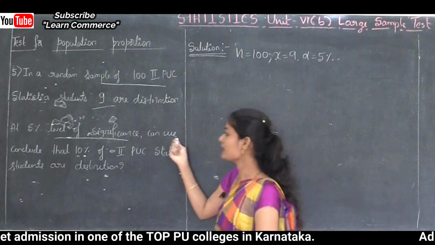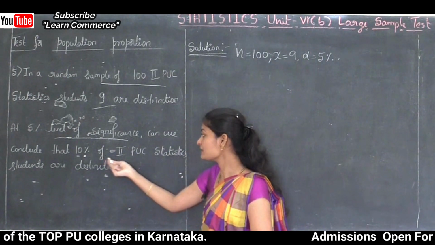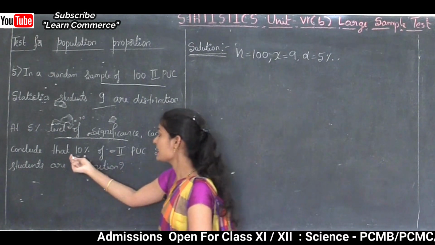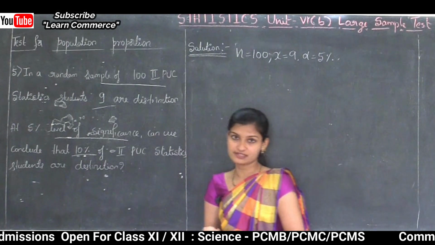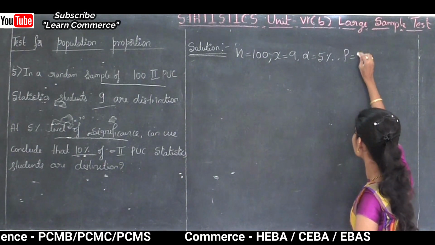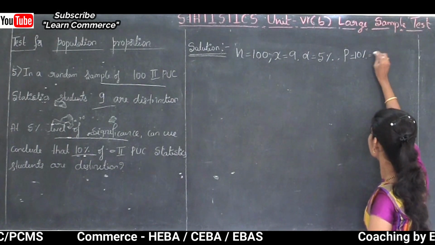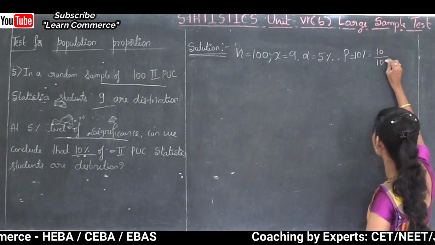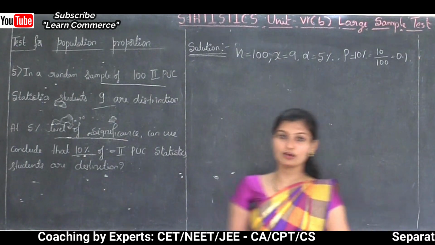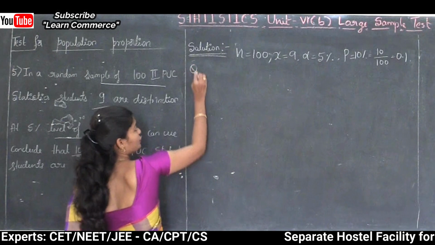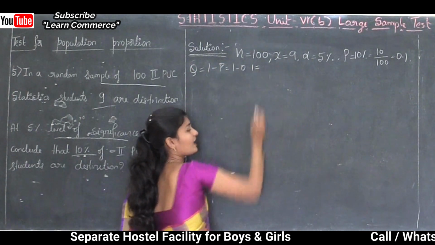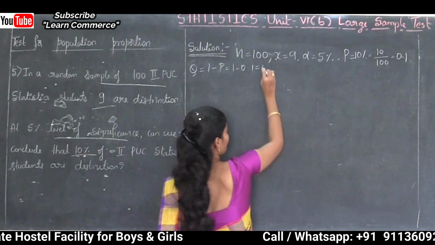And can we conclude that 10% of the second PUC statistics students are distinction? See, this is percentage value, that is 10%. So that is capital letter P. So here capital letter P value is 10%, that is 10 divided by 100, that is 0.1. So here P is 0.1. Then what is Q? Q is 1 minus P. Here P value is 0.1. So 1 minus 0.1 is 0.9.